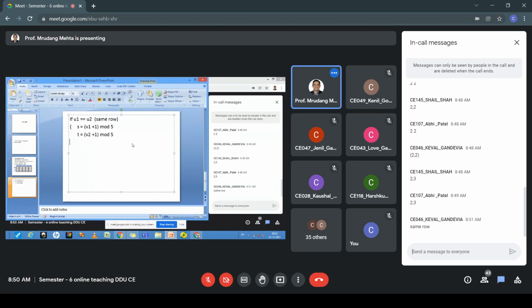So what we should write here is the new text is U1 S and U2 T. If you write U1 then also it is the same thing. So this is our encrypted text. Is that clear? Did all of you understand?